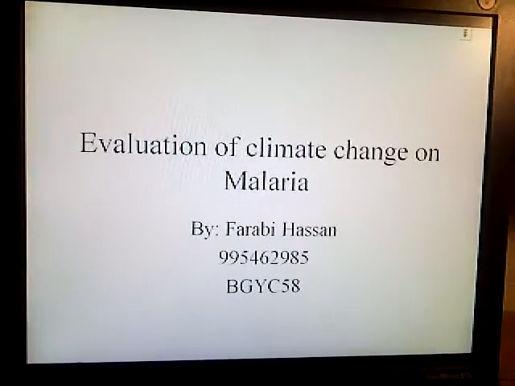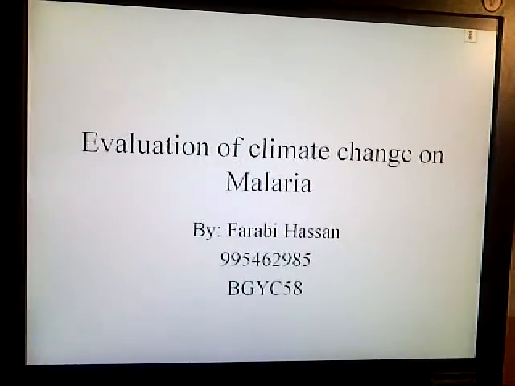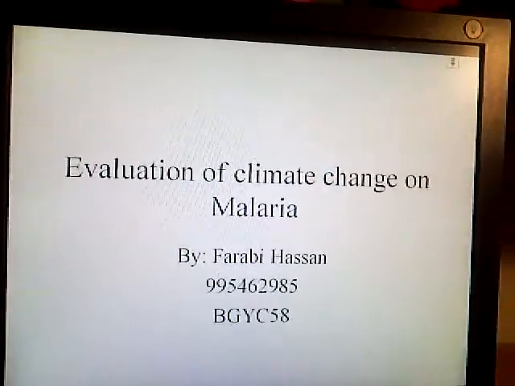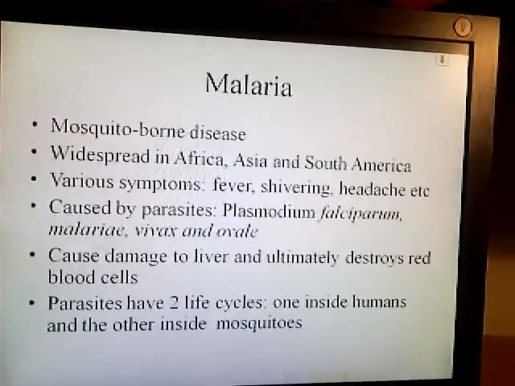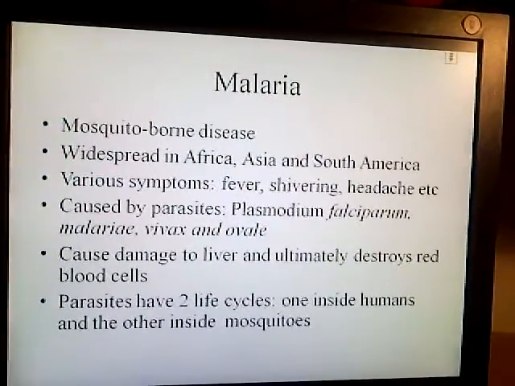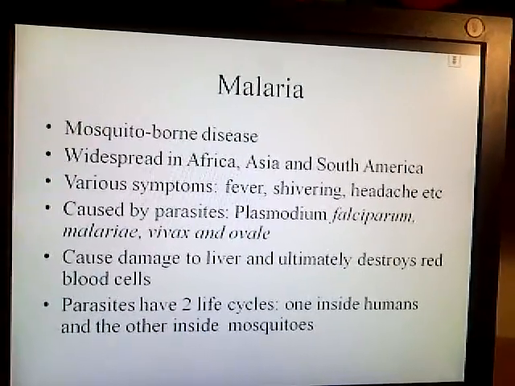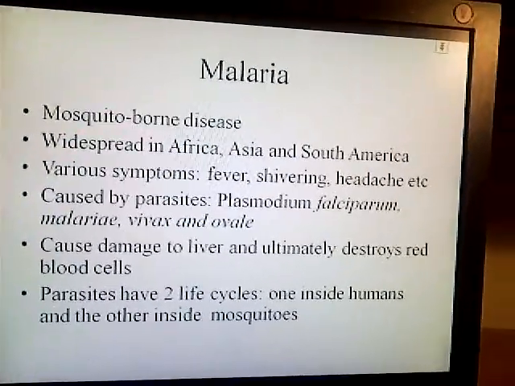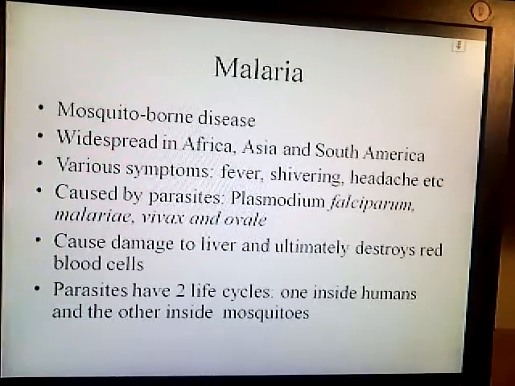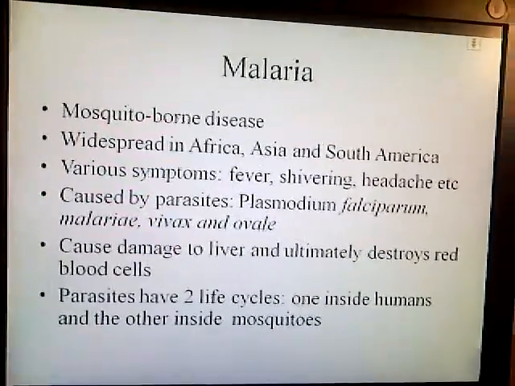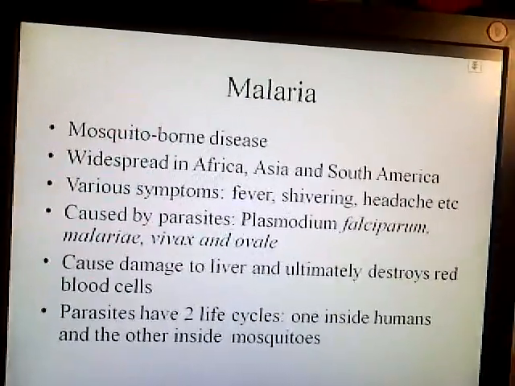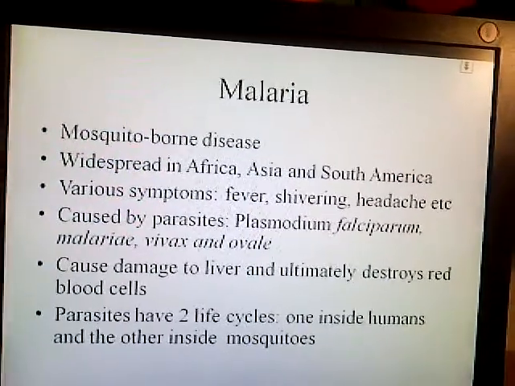Hi. Our project is on evaluating the impact of climate change on malaria. So, a brief introduction to malaria, what it is. It's a mosquito-borne disease spread only with mosquitoes, and the mosquitoes are the biological vectors. It's widespread in Africa, Asia, and South America, with a few cases in Europe and Australia.